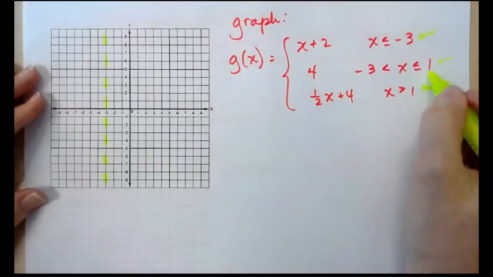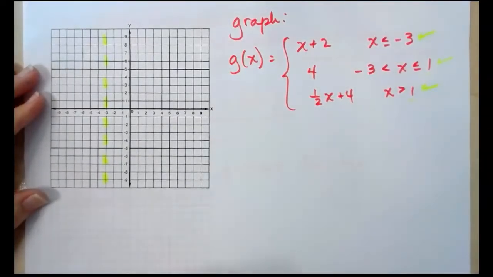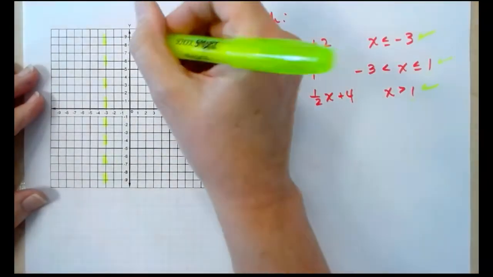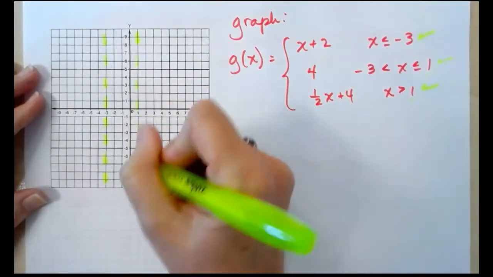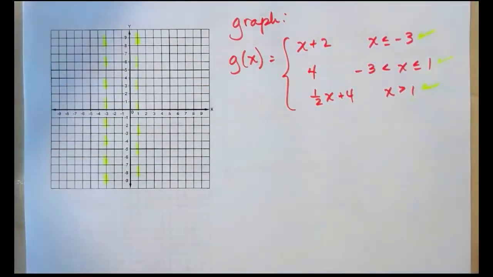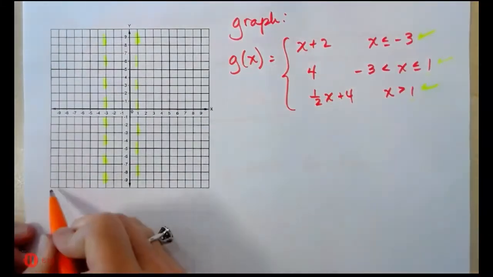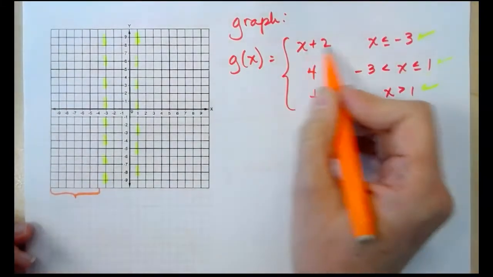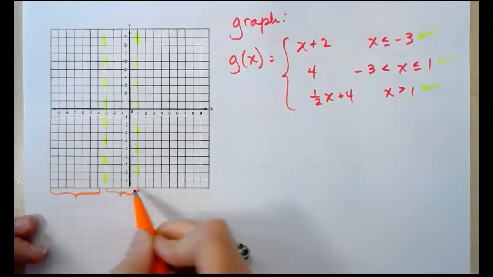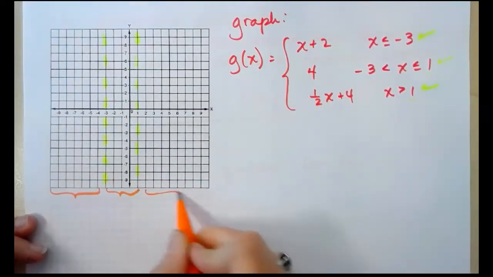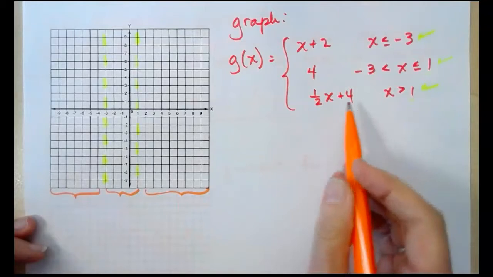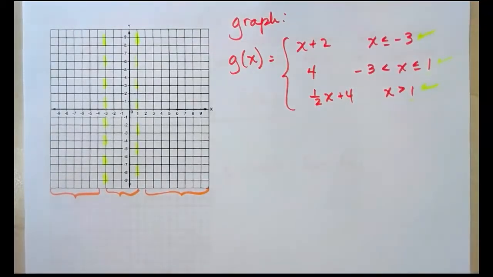The next special value is at +1. So I'm going to draw another auxiliary line here. And you can see what this is doing. This is breaking the graph into 3 different sections. So here's the first function, x plus 2. Here's the second function, g of x equals 4. And here's the third piece of the domain, 1/2 x plus 4. So we're going to draw 3 different graphs in there.